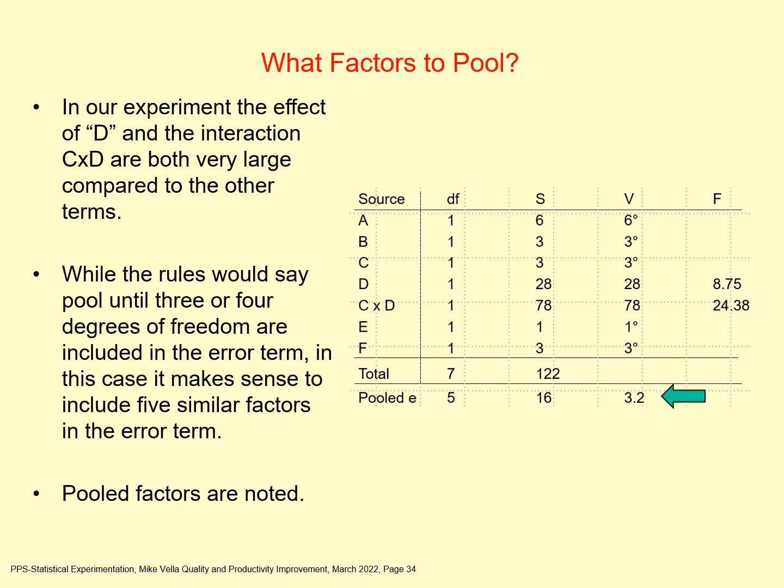So we've pooled all the other sources of variation because they're so much smaller than the main effects D and the interaction CD. So we're going to pool source A with a variance of 6, source B with a variance of 3, source C with a variance of 3, source E with a variance of 1, and source F with a variance of 3 into a pooled variance, adding up all of their sum of squares and their degrees of freedom. And we're going to use them in our factor for calculating the ratio of variances between D and the pooled variance and CD and the pooled variance. So if you divide 28 by 3.2, you'll find that that's an F ratio of 8.75. And if you divide 78 by 3.2, you'll find that that ratio is 24.38.